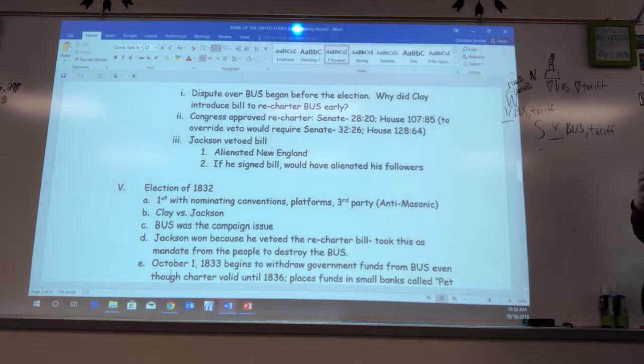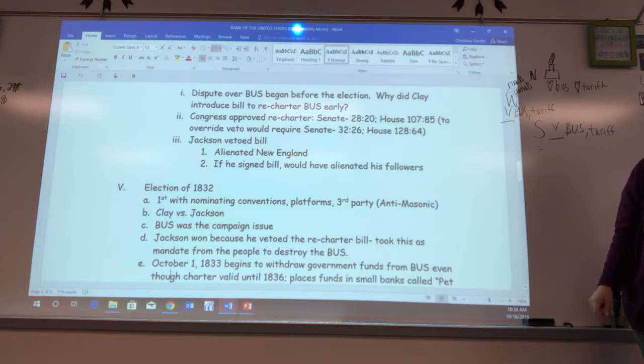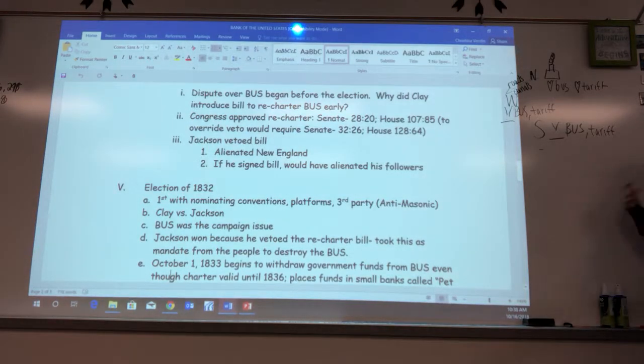So let's look at this. What area would be for the Bank of the United States? The North. Which area would be against it? Southwest. So, but Henry Clay and Daniel Webster are going to have a skewed view of America. They said, if we make this an election issue, Jackson's going to veto it and we'll win the election.